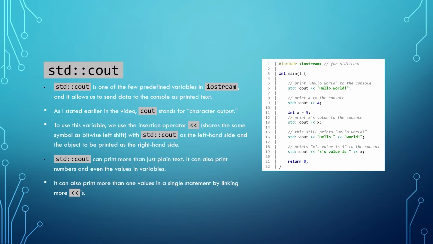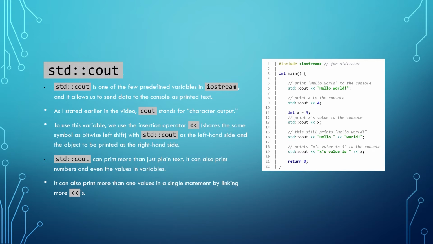std::cout is one of the few predefined variables in iostream. You've seen it in the hello world example that I've shown you, and it allows us to send data to the console as printed text. As I stated in part 1, cout stands for character output. To use this variable, we use an insertion operator, which shares the same symbol as bitwise left shift, with std::cout at the left-hand side and the object to be printed as the right-hand side.